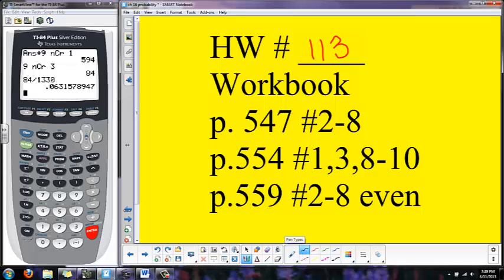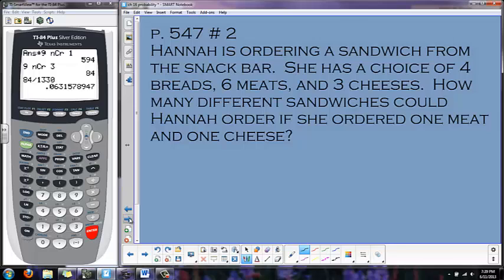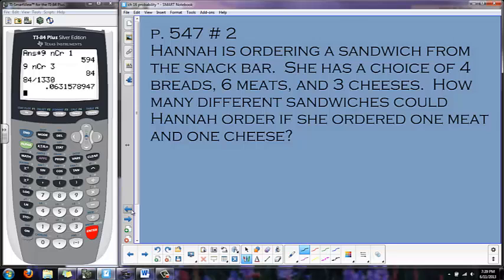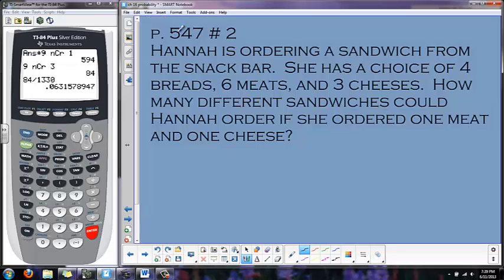Alrighty. I actually also at this point want to stop. Okay. I actually wanted to, good thing she put those here. I wanted to do a couple of different questions with you that you might see on the homework. This is page 547, number 2, and I guess Miss Tompkins typed it in there for us.